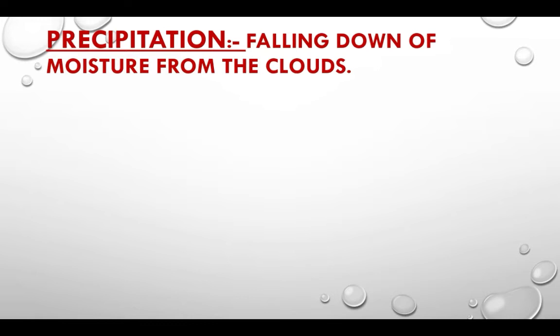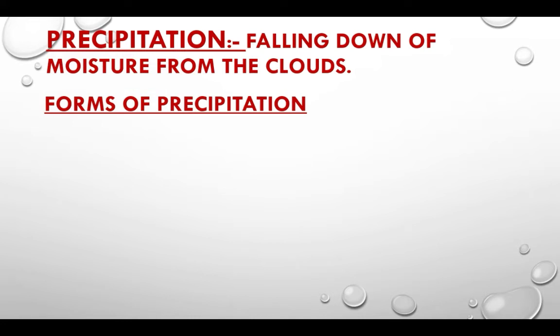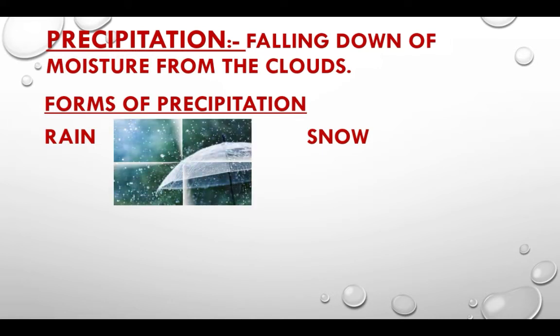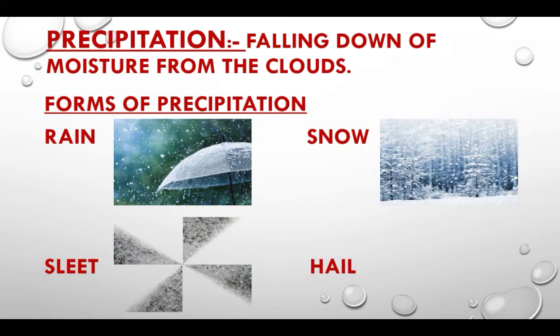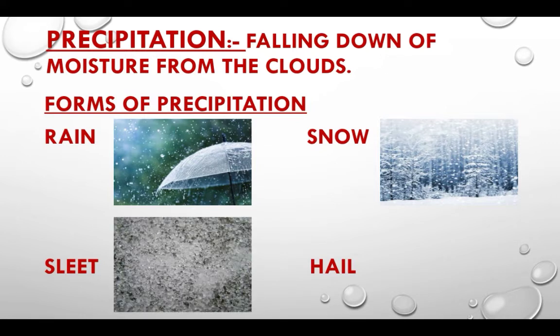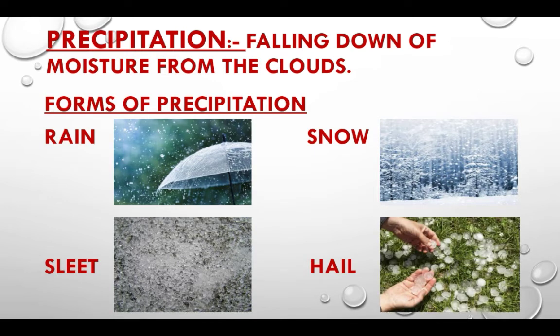Next, we will read about precipitation. Falling down of moisture from the clouds in any form is known as precipitation. Different forms of precipitation are rain, snow, sleet, and hail. Sleet is a mixture of hail and snowfall.